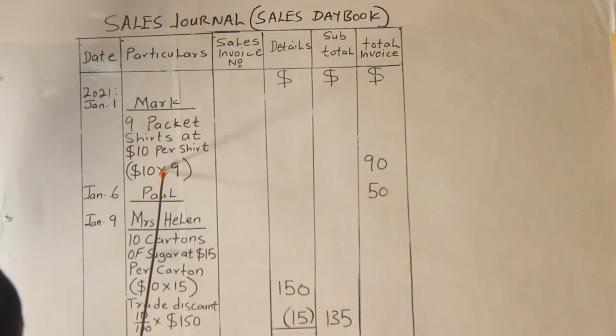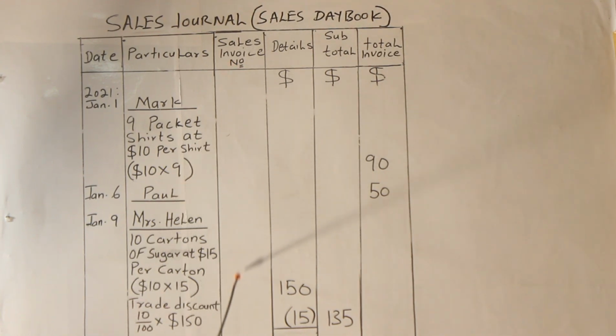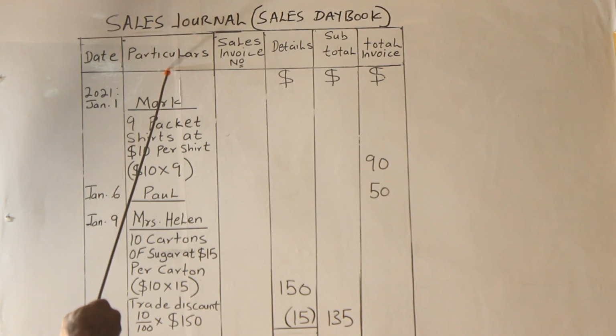So the amount could also be transferred straight to the total column. So the subtotal column is kept to be used for any analysis that we made. Usually the sales invoice number is recorded at this column. And since in this our equation we left it blank because no sales invoice number was given to us in the equation. Of course, we know the function of the date column and the particulars column. So the sales journal is ruled this way.